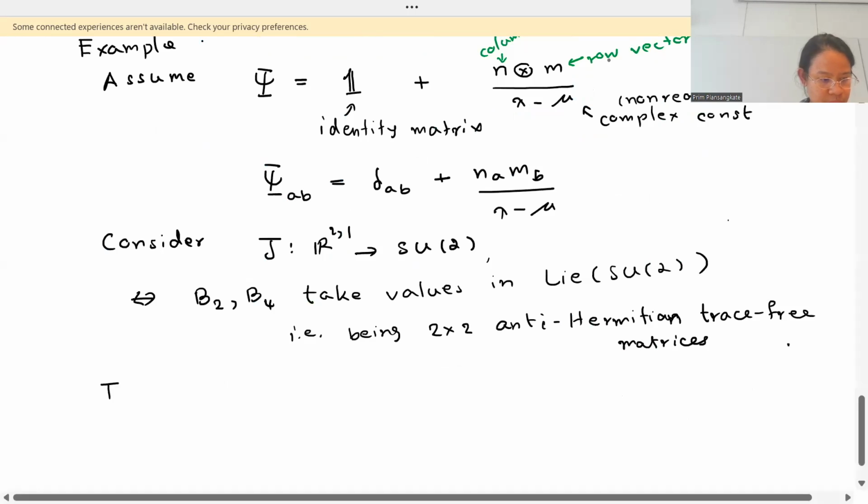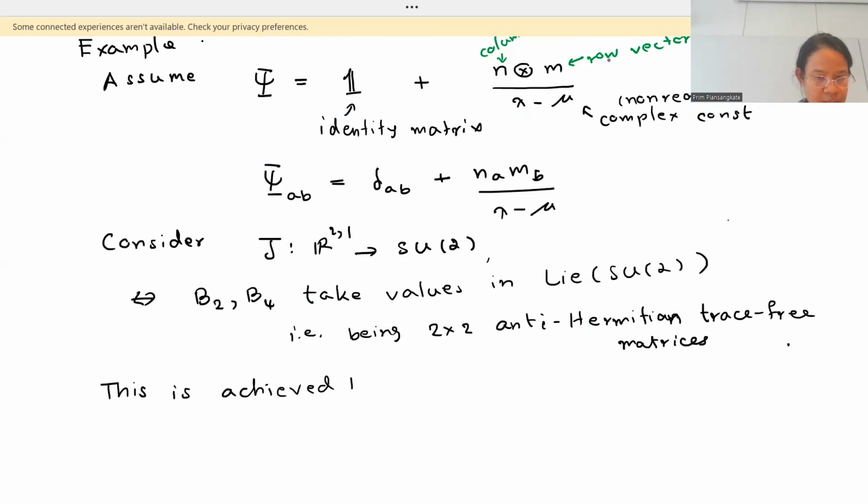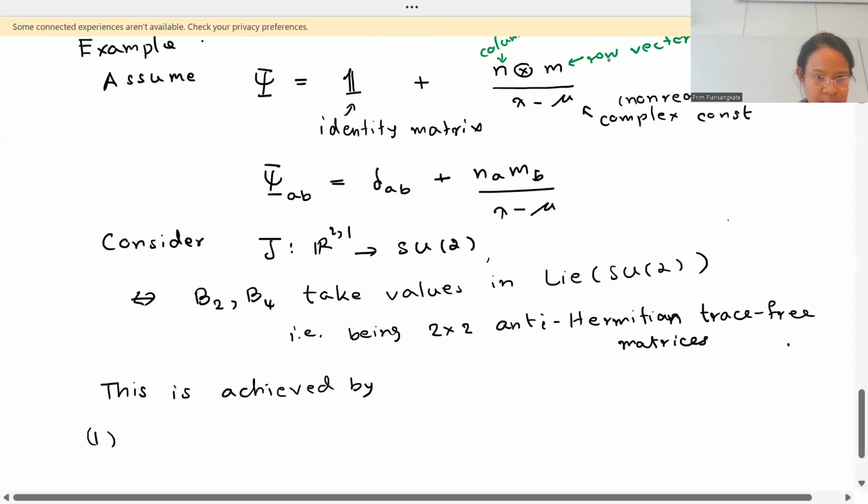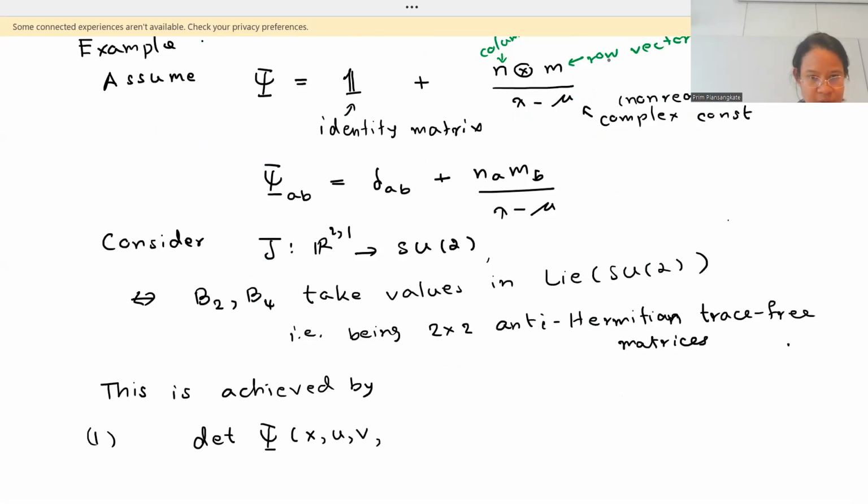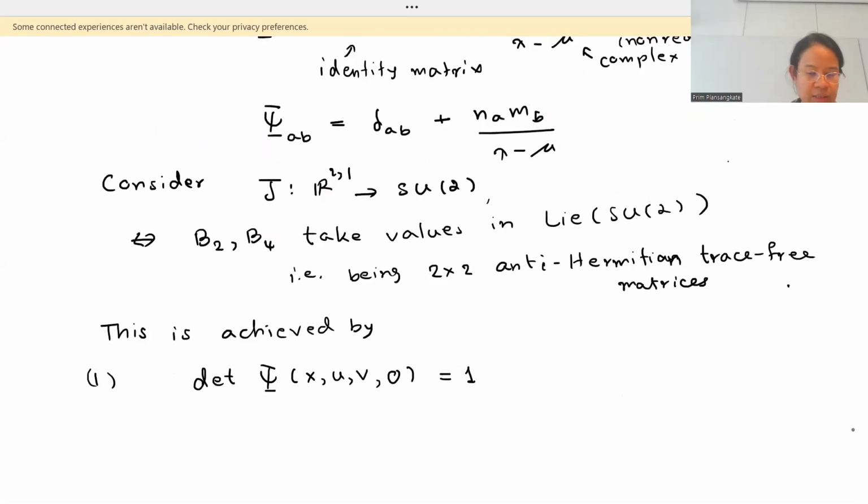So this is achieved by putting these two conditions. So one, the determinant of psi when we put lambda to 0. Yeah, the determinant of this is 1. This will give the traceless condition.